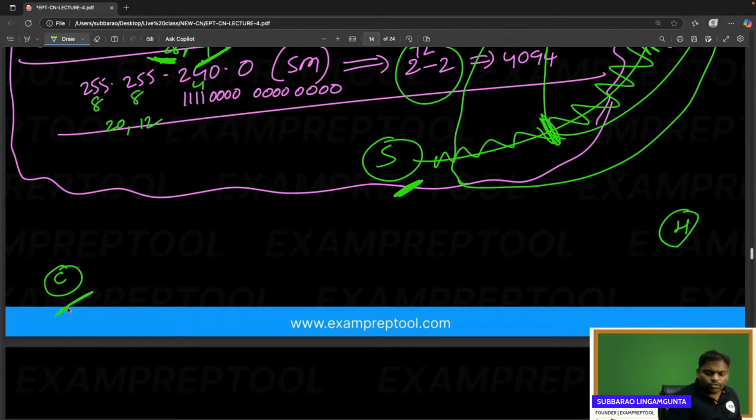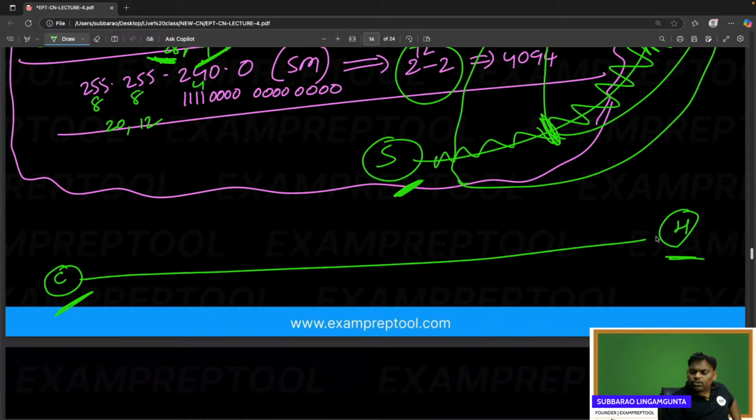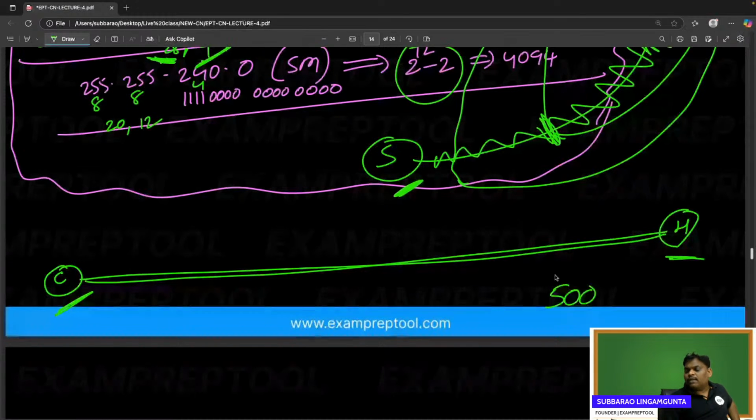This is your college. This is your house. Let us assume your college is somewhere, your house is somewhere. When you are going from your college to your house, suppose in between there are so many villages. Let us assume 500 villages are there to go from college to house.